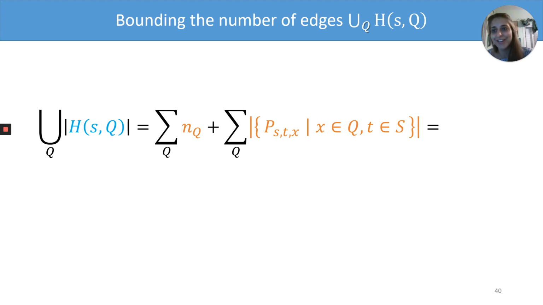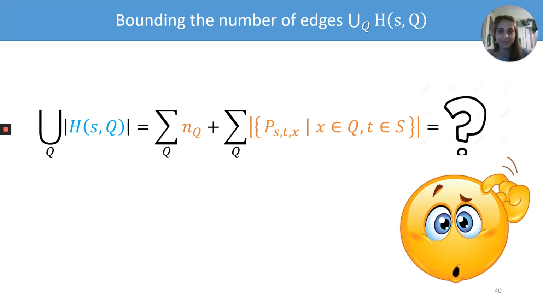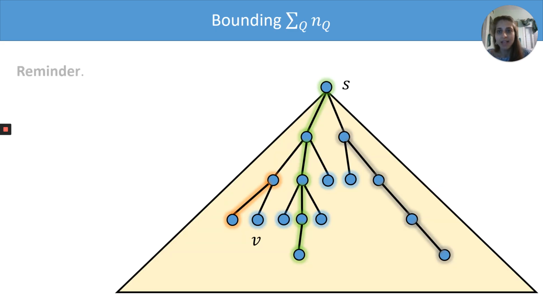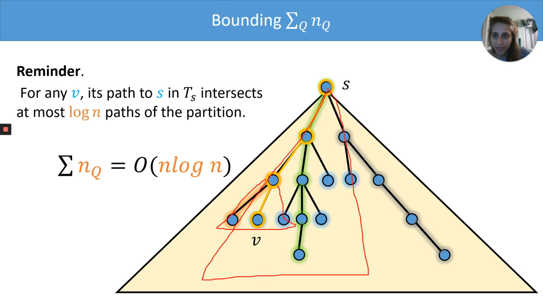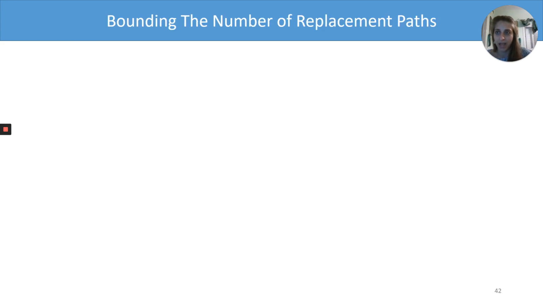But in the general case, we have many Qs from the heavy path decomposition, and we would like to check how many edges we add overall. So let's check this out. First we bound the sigma of NQ. A reminder is that each vertex appears in at most log n subtrees rooted by the first vertex of Q. So V is actually counted here on the left hand side at most log n times. This is why the summation is O of n log n.